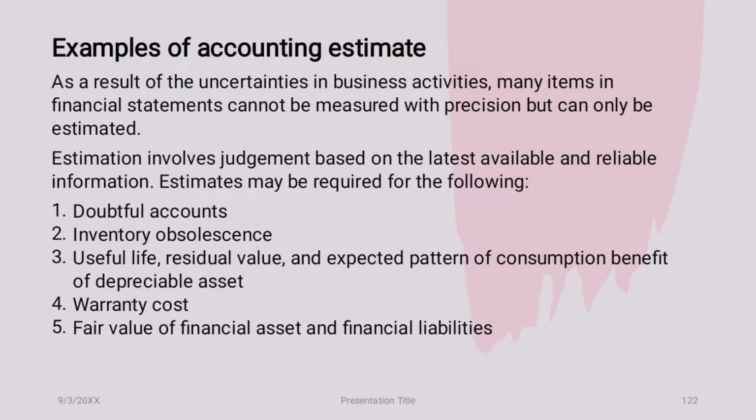Next is the warranty cost. Here, we estimate the warranty cost. For example, a company sells appliances. Every time they sell appliances, there is an accompanying warranty, so the moment the sale occurs, the company estimates how much to recognize as warranty cost or warranty obligation, because of course we do not know which of those purchasers will return the appliances or avail of the warranty. Lastly is the fair value of financial assets and financial liabilities.